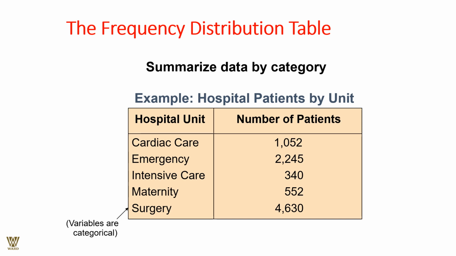So this is what has been given in a hospital. How many patients are in cardiac care? How many are in the emergency? How many are in the intensive care unit? How many are in the maternity ward? And how many are in surgery? It gives hospital data via categories, right?